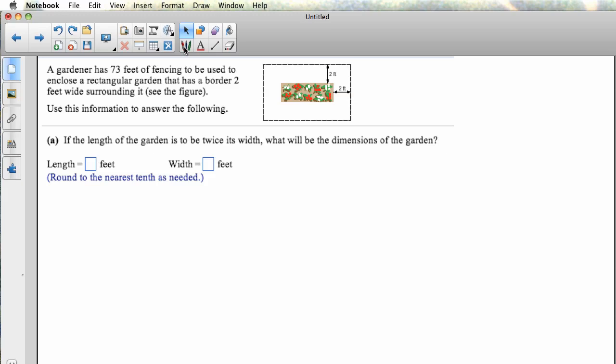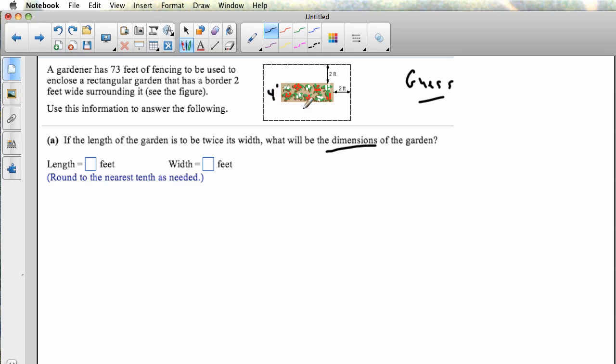The idea here, again, is just to try to get a decent picture. Don't be afraid to guess. So in this case, if I wanted to make a guess, the question, of course, is what are the dimensions? They want the length and width. They want the length to be twice the width. So if I were just to guess 4 feet here for the width, then I know that means my length would be 8 feet.